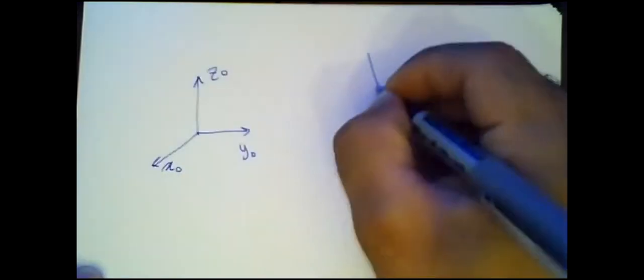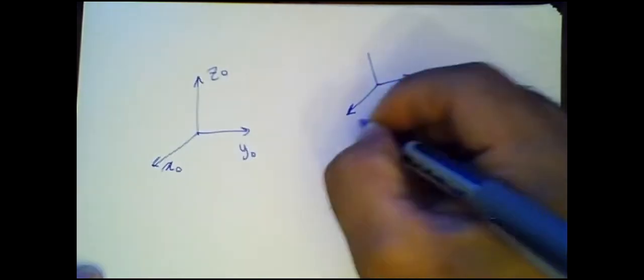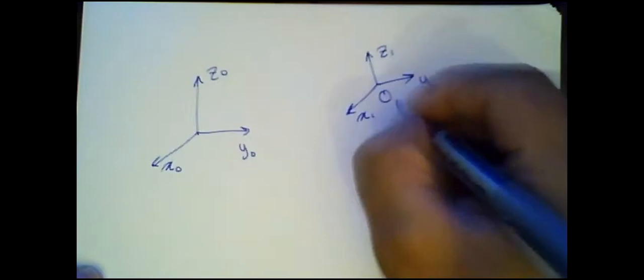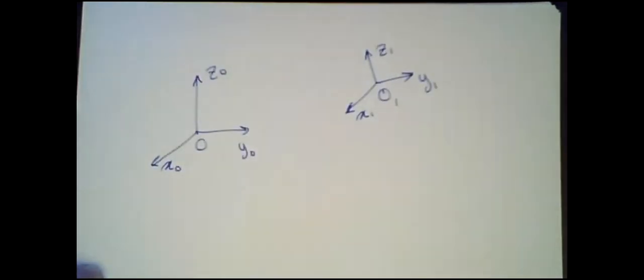All right. This is what we are typically going to be dealing with in our course, and let's actually do an example on that. So let's say you have a base frame, X0, Y0, and Z0. And then I have some other frame here, X1, Y1, Z1, and this point is O1, and this one is O.